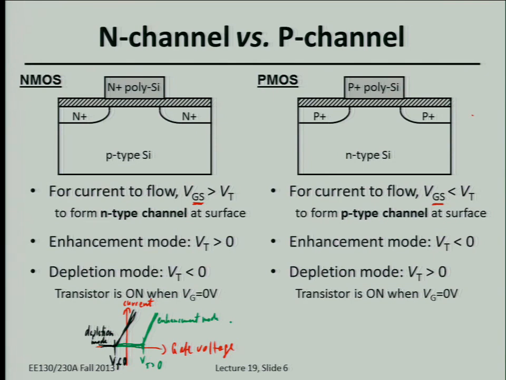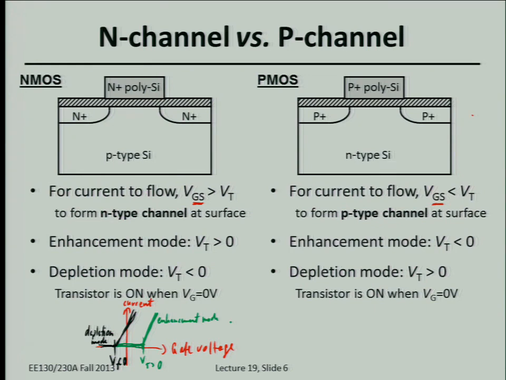Now you can actually dope the channel surface. You can shift the VT by implanting dopants, as we talked about last time. You can shift the threshold voltage so it's negative. So when you have 0 volts applied between the gate and the source, the transistor is already on, and so it's conducting current. In order to turn it off, you have to deplete the surface of those inversion layer electrons. So this is why it's called depletion mode.